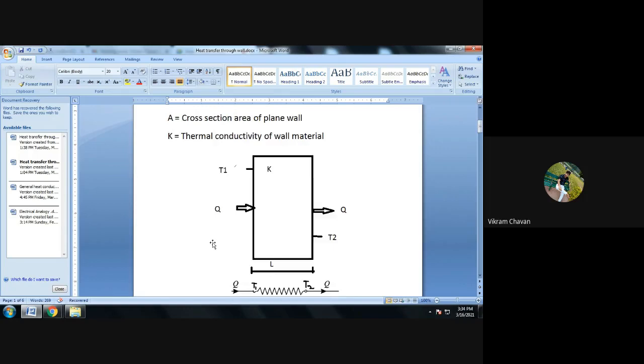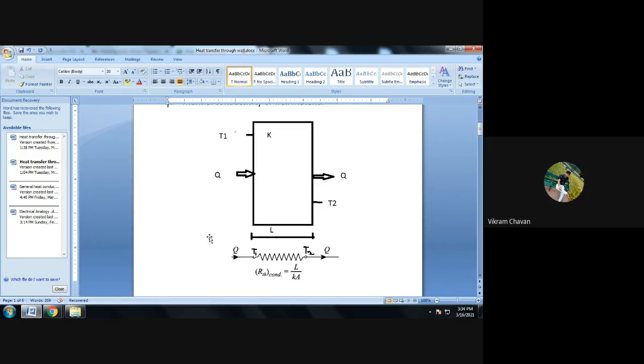So consider this diagram. Draw this diagram, everyone. A simple one dimensional diagram. Also draw the circuit diagram, the electrical analogy, for this particular wall geometry.